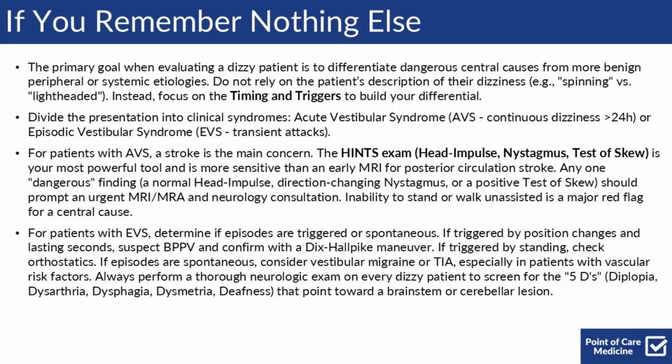The most effective approach is to divide the presentation into clinical syndromes. Either acute vestibular syndrome, or AVS, which is continuous dizziness lasting more than 24 hours, or episodic vestibular syndrome, which involves transient recurrent attacks. For patients with acute vestibular syndrome, a stroke is the main concern. The HINTS exam, which stands for Head Impulse, Nystagmus, and Test of Skew, is your most powerful tool. It's actually more sensitive than an early MRI for posterior circulation stroke.